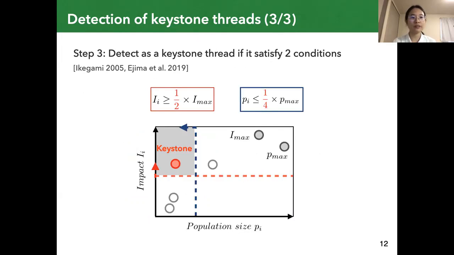Step 3, we set 2 thresholds to identify keystone species based on the definition of keystone species with reference to Ecology and Ejima study. Species i is defined as a keystone when its impact is more than a half of maximum impact value, and when its population size is more than a quarter of maximum population size. Therefore, a node in the gray area will be detected as a keystone species.